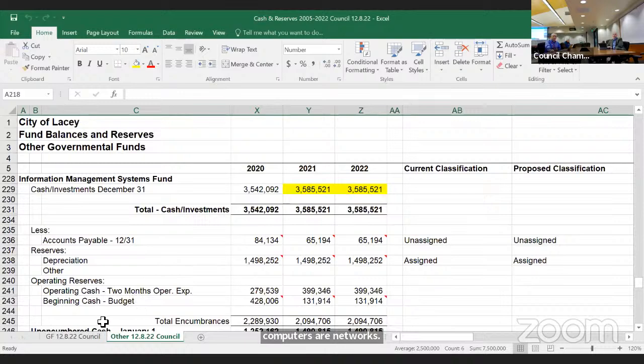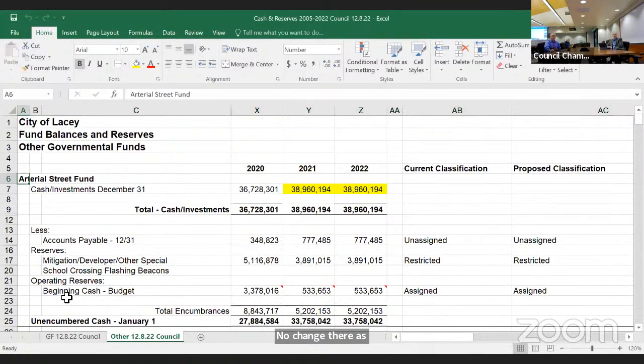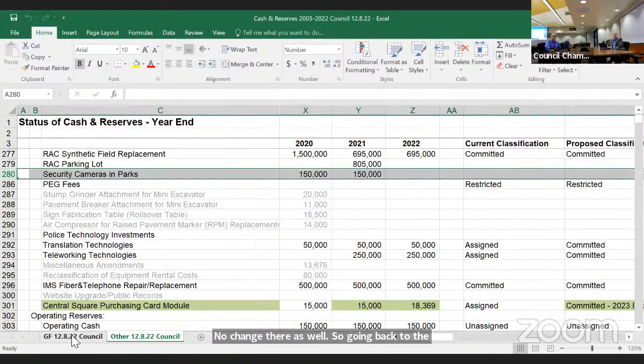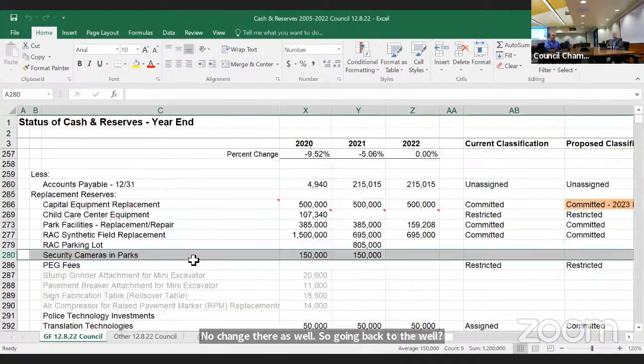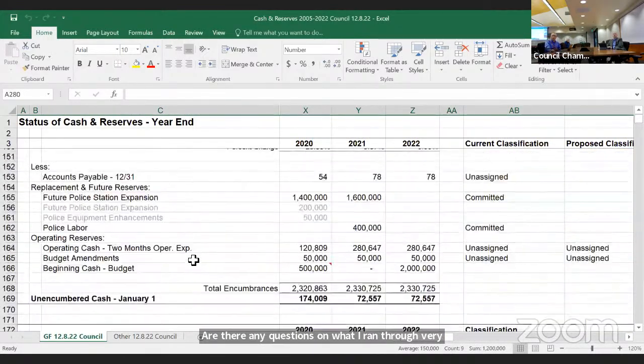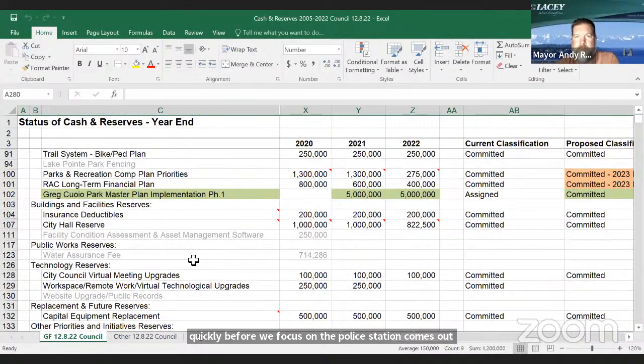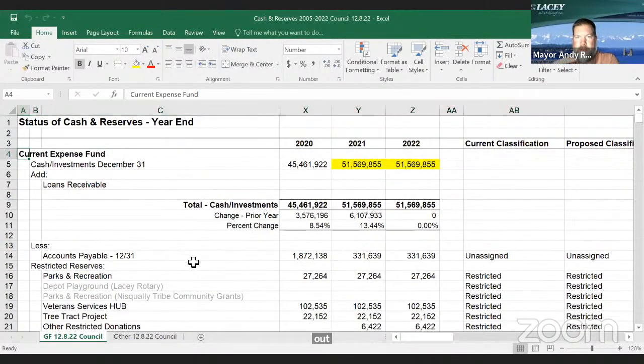So going back, are there any questions on what I ran through very quickly before we focus on the police station conversation? No, this wasn't included in our packet though. Can you send this out to us? I sure can.